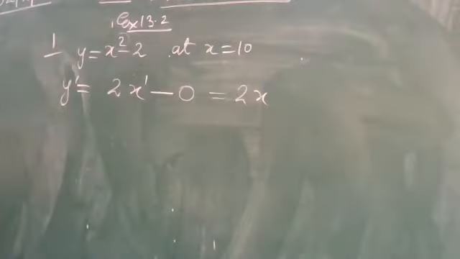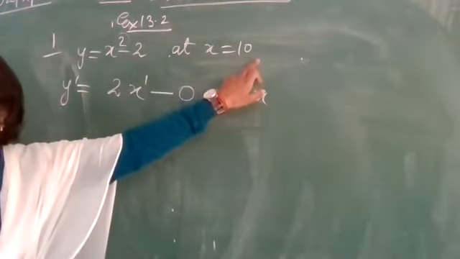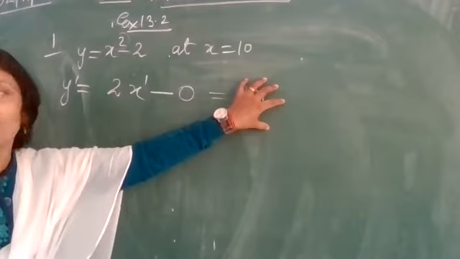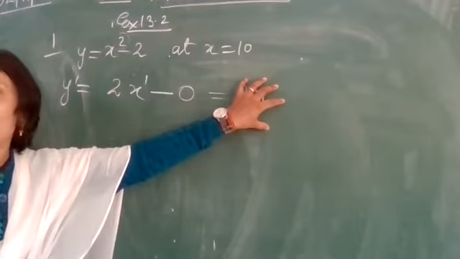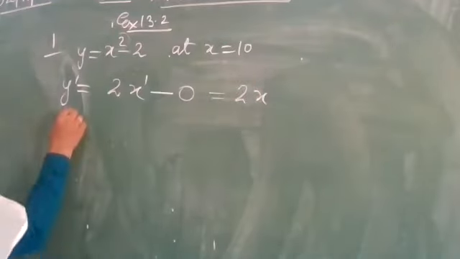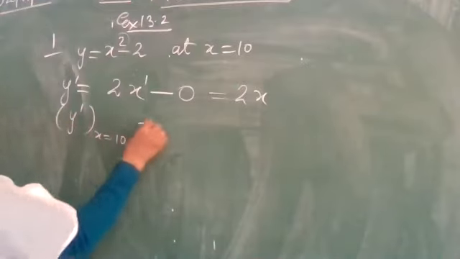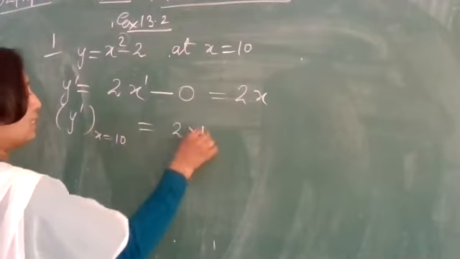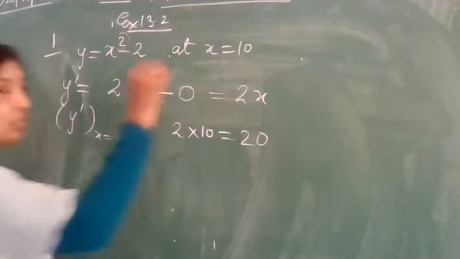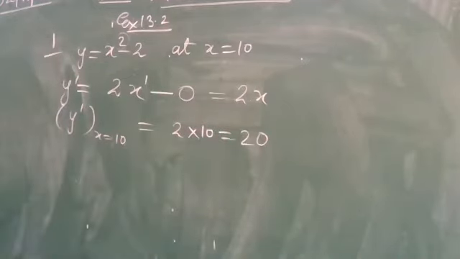And now we have to find its value at x equal to 10. After we have got the derivative in terms of x, now we will put x equal to 10. So we write it like this: y dash at x equal to 10, that is putting x as 10. We get the answer as 20. Okay? Any problem in applying the formula for x raised to the power n and for the constant function? Is it clear to all of you? Yes, ma'am.